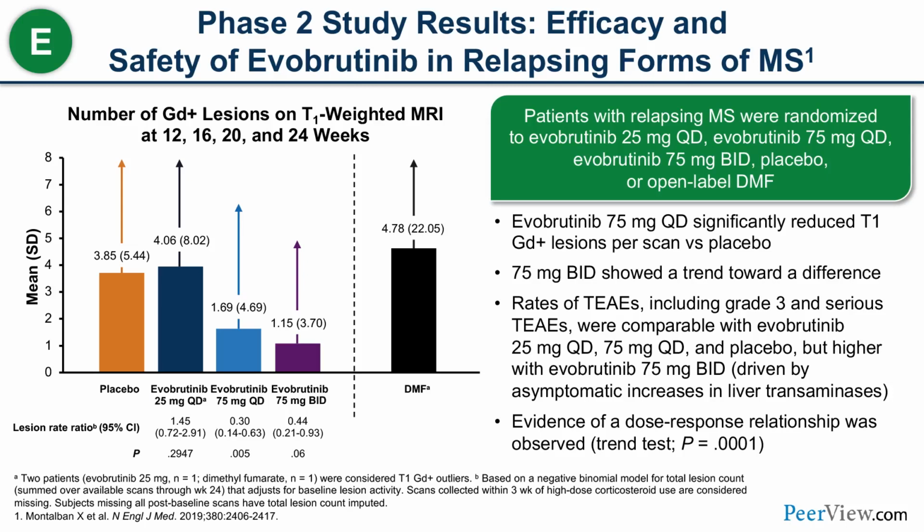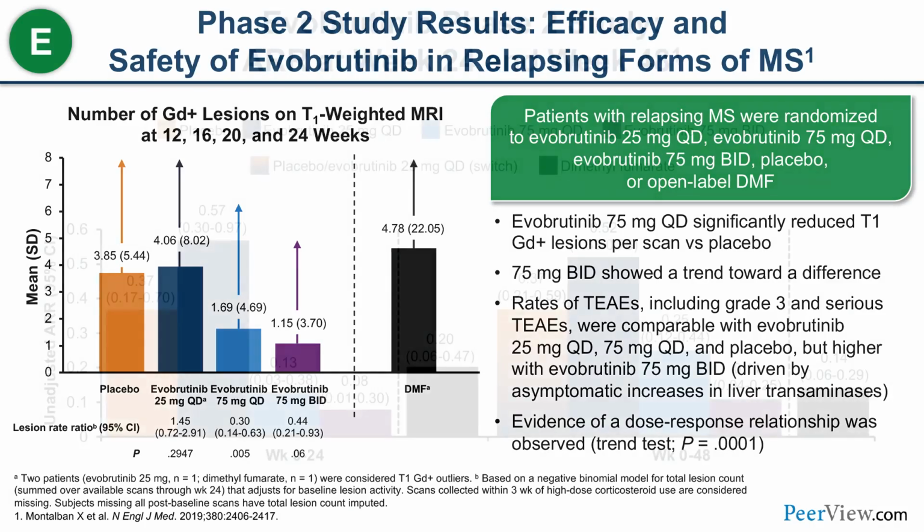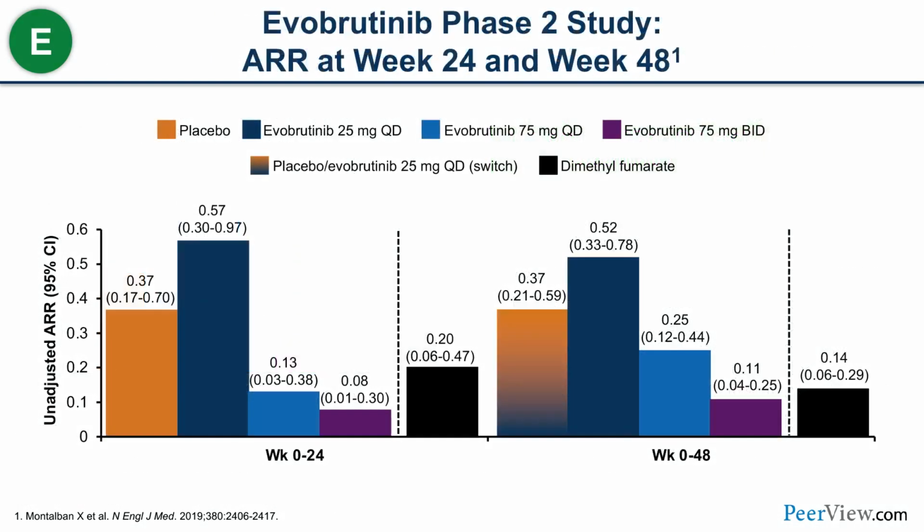In terms of rates of treatment-emergent adverse events, including grade 3 and serious AEs, this was comparable between Evobrutinib, the lower doses, and placebo, but in the Evobrutinib 75 milligrams twice a day, it was higher, and this was mainly driven by asymptomatic increases in liver enzymes, which is something that has been seen in a number of different BTK inhibitors. In addition, there was evidence of a dose-response relationship with higher doses of Evobrutinib seemingly showing a greater reduction in T1 gadolinium-enhancing lesions.